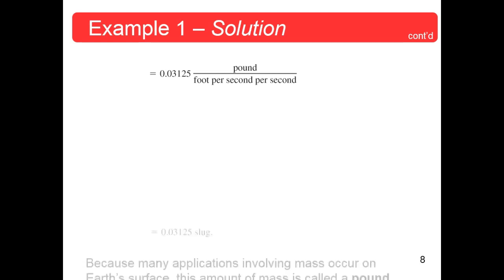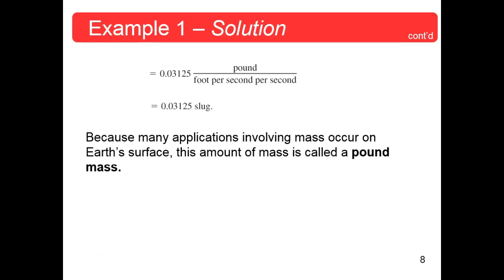And they say this is often called a pound mass, because many applications occur on Earth's surface. That amount of mass is referred to as a pound mass, which is a very small number of slugs. A slug is a significantly large mass, okay? We just don't use it. We would say that's 1 pound mass, and a pretty big different number, okay?